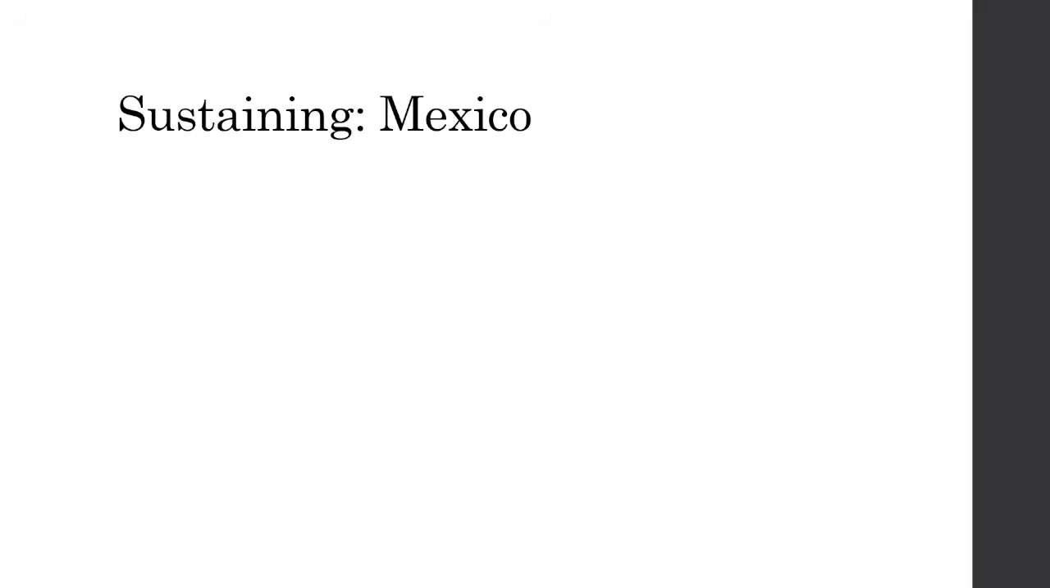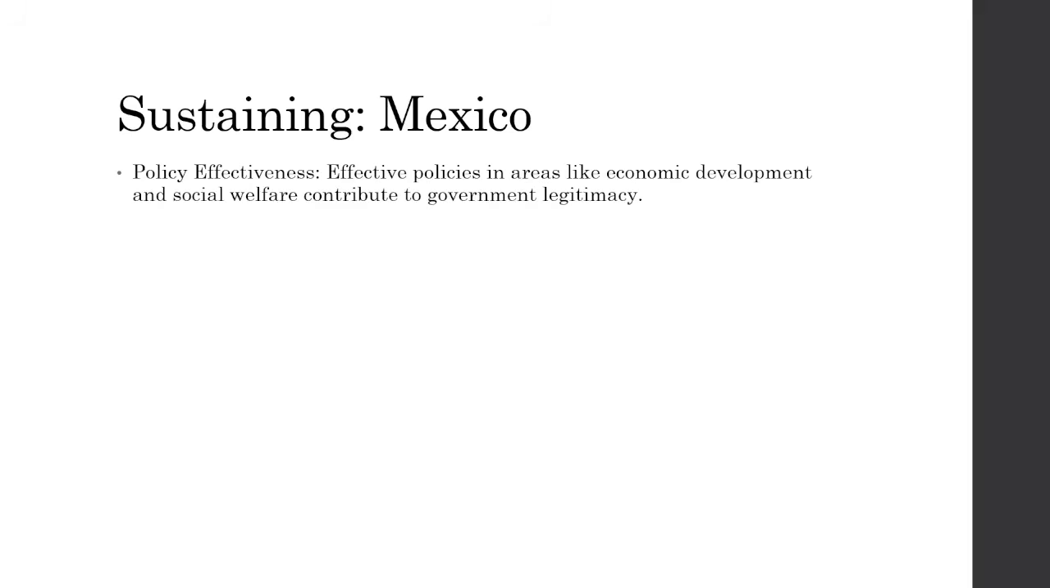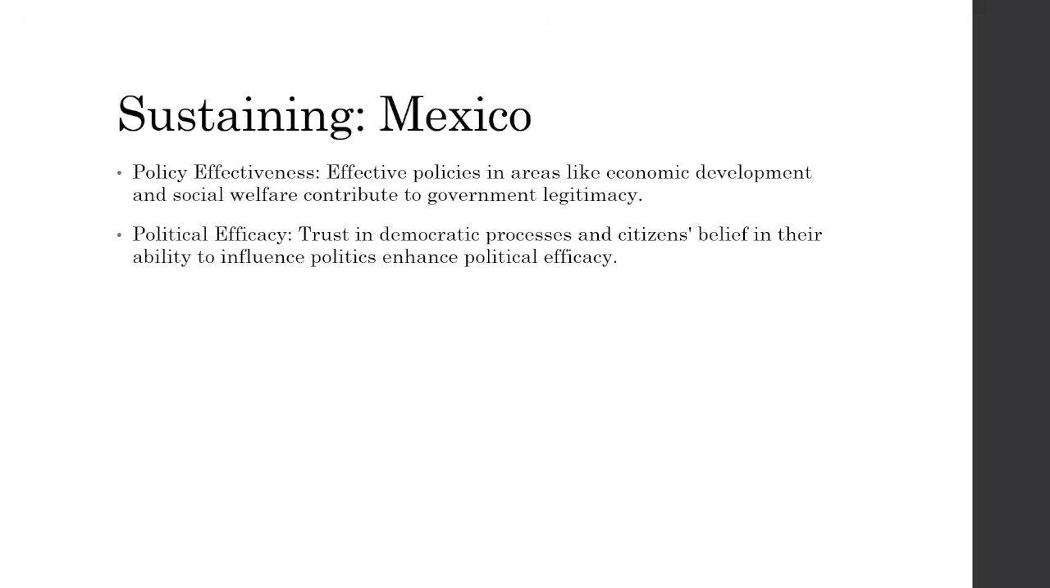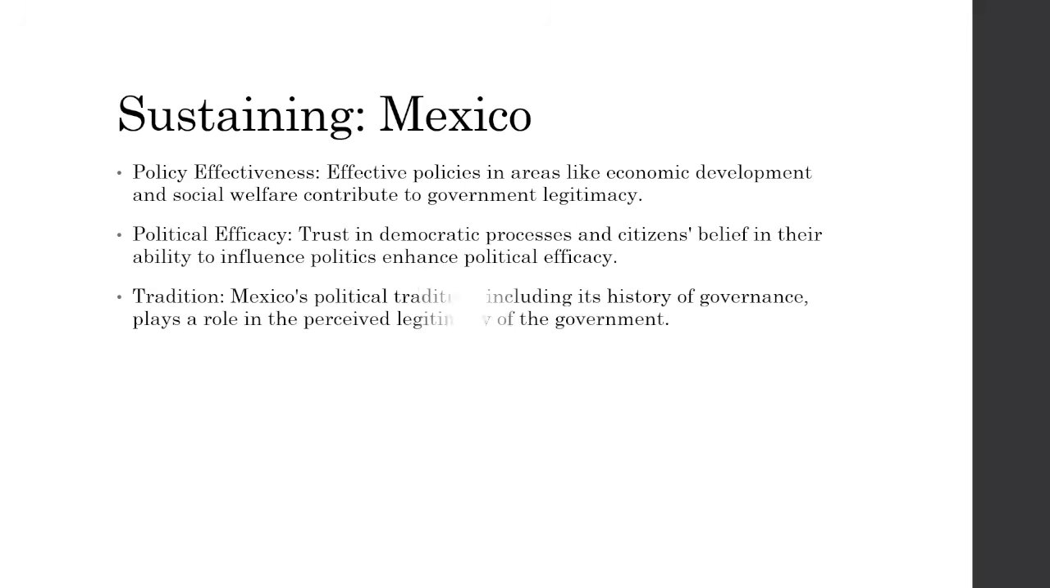Yeah. Now, how do they maintain this legitimacy? So obviously they have policy effectiveness, economic development and social welfare contributing to government legitimacy. They also have the citizens' trust that their vote counts, so they can influence the politics and what happens within their country. They want change. Change can happen. There's also tradition, maintaining that history of governance. When the PRI was dominating the political system, that's considered tradition.